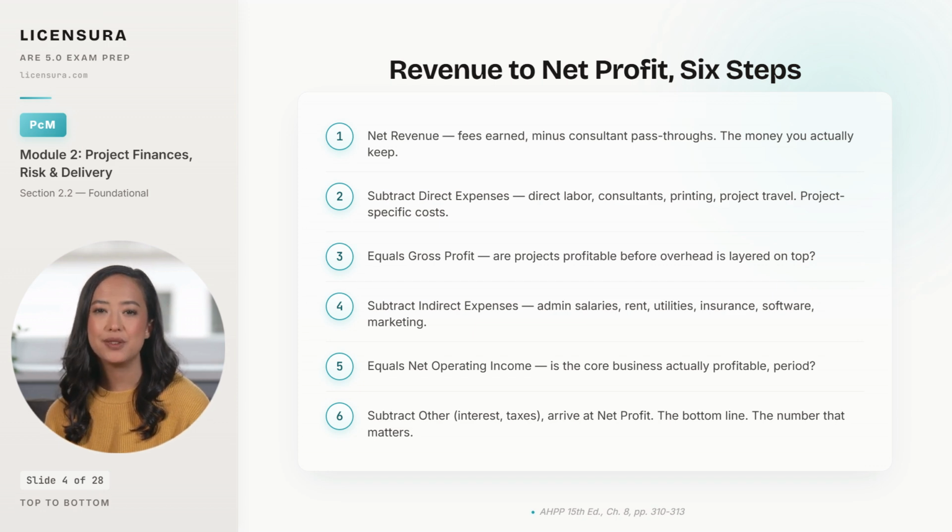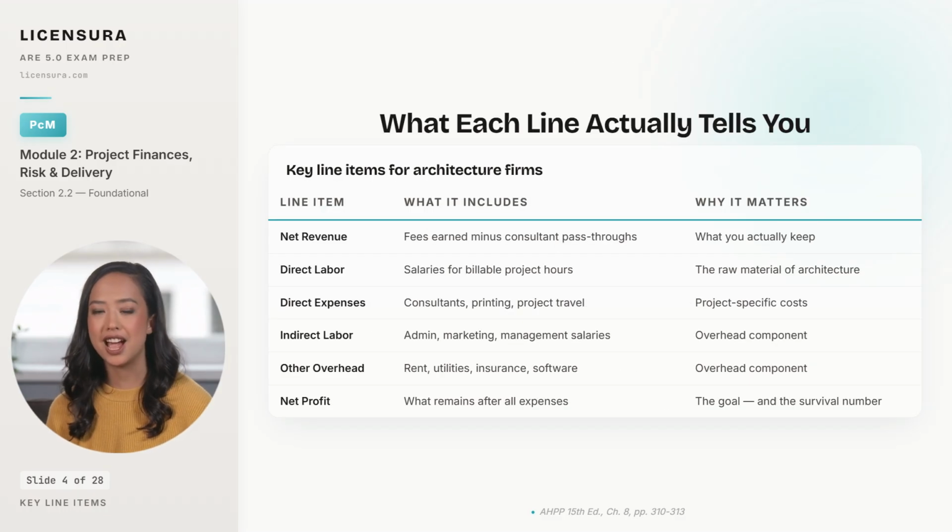Each line item carries meaning beyond the dollar figure. Walk through the ones that matter most for architecture firms. 6 line items worth pausing on. Net revenue is what you actually keep: fees earned minus consultant pass-throughs that flow straight through to others. Direct labor is the cost of billable project hours, and it is the raw material of an architecture firm, the same way steel is the raw material of a fabrication shop. Direct expenses bundle the consultants and printing and project travel that get charged to specific projects.